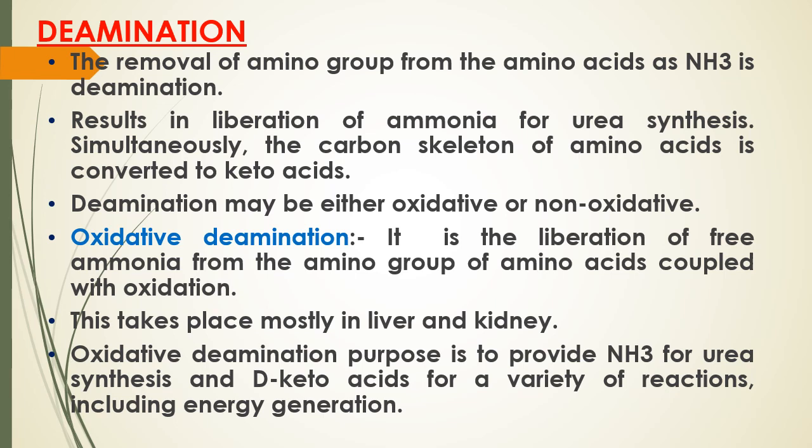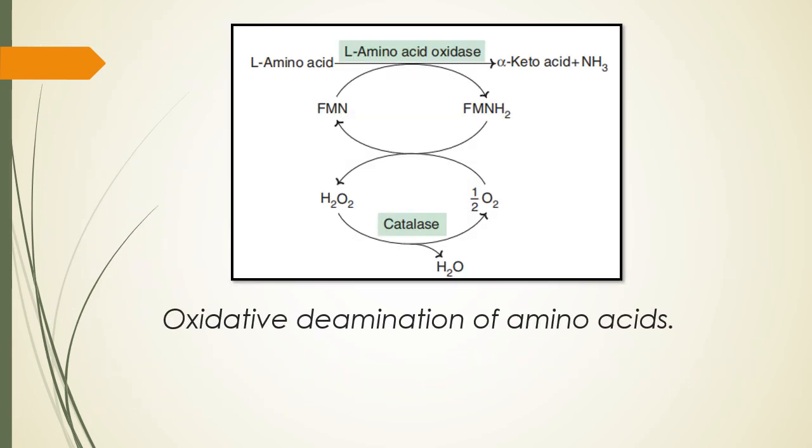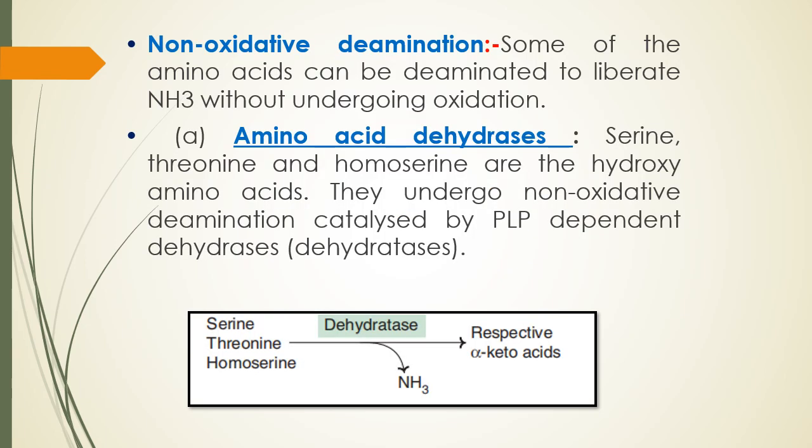The purpose is to provide NH3 for urea synthesis and alpha-keto acids for a variety of reactions, including the energy generation. This figure represents the oxidative deamination of amino acids, where L-amino acids are transformed to alpha-keto acids with the help of L-amino acid oxidase.